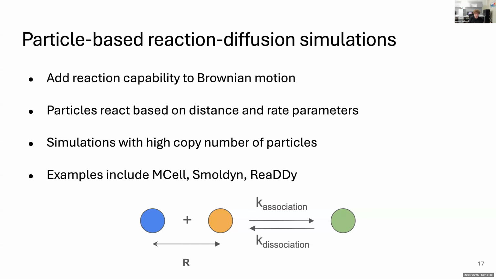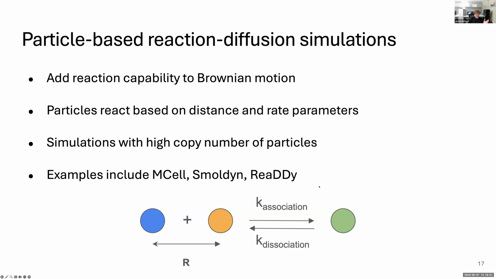So this is where our SEEKR method comes in, because we can look at two proteins and determine from our SEEKR calculations the on and off rate, and then we can use that to set up a really, really large scale simulation where each protein is one particle. And we can observe, with a high copy number of proteins, what happens over time.